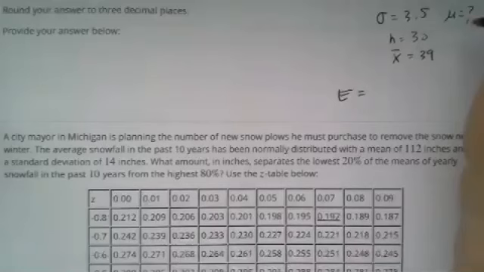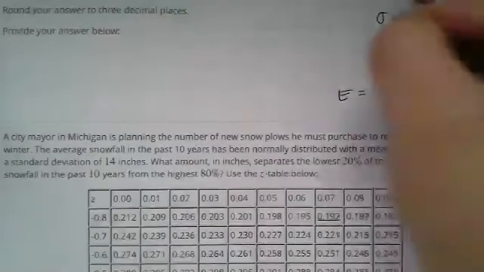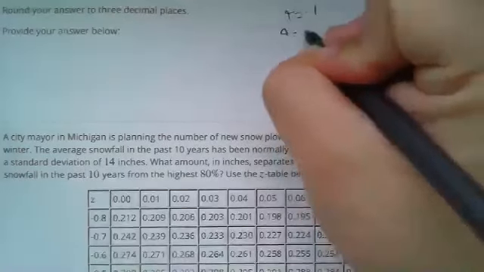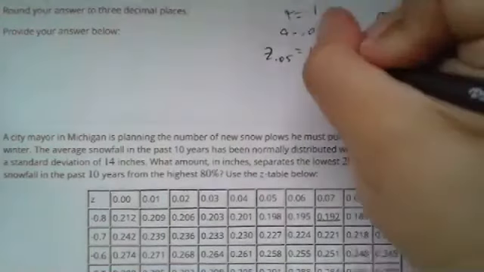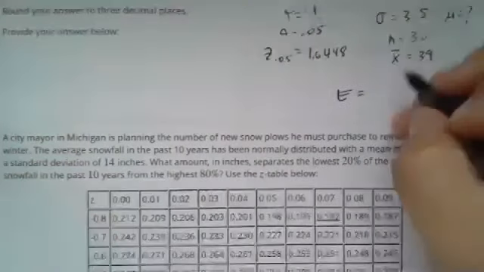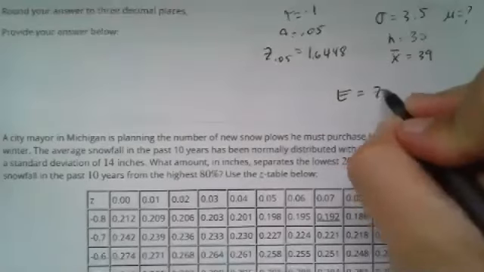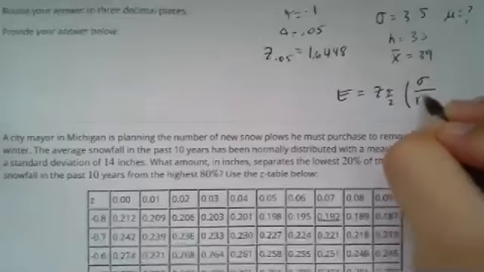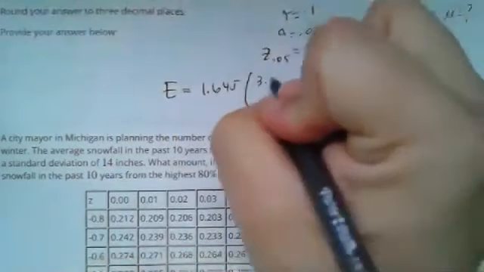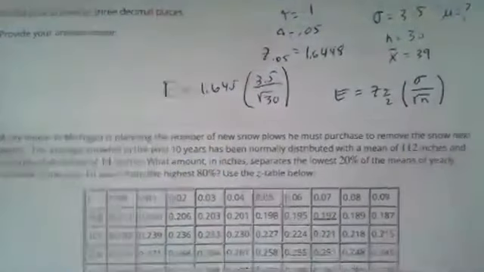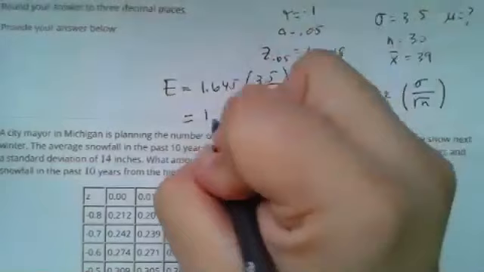So to find the margin of error, we need the z-score, sigma, and n. So how do we find the z-score? The associated area is equal to 0.05. So using a table, we have 1.6448 or 1.645. Then you just plug it into E, the margin of error, Z of alpha over 2 times sigma over square root of n. So 1.645 times 3.5 over square root of 30. And then that ends up being 1.051. And that's it.